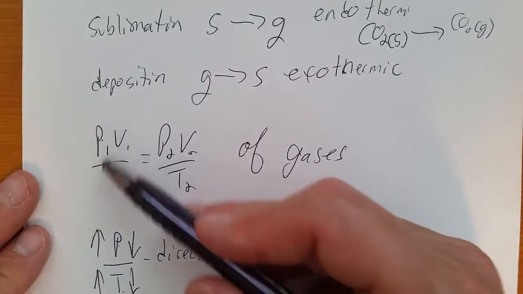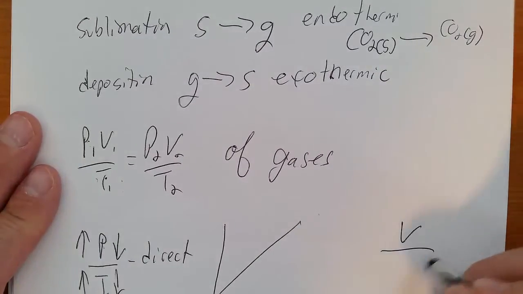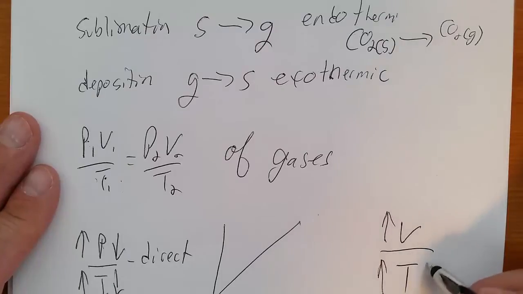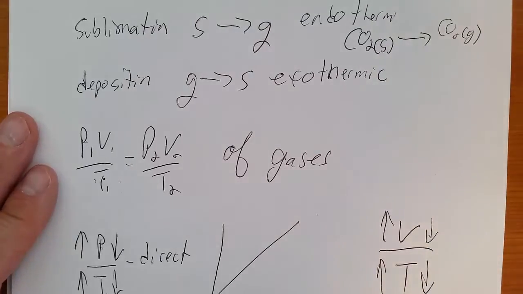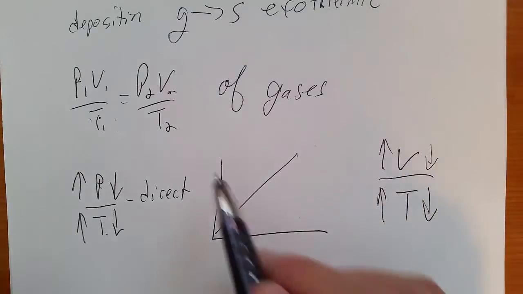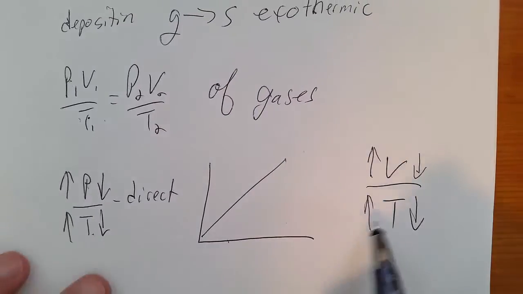So the relationship between pressure and temperature is going to be the same as the relationship between volume and temperature. As volume goes up, temperature goes up. As temperature goes down, volume goes down. And the graph is the same. Okay, whether it's pressure or volume versus temperature, the graph is going to be the same. These are both direct relationships.